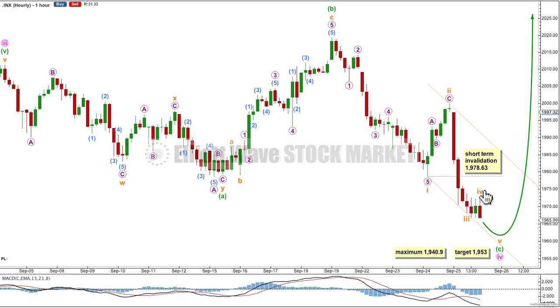At that point also, subsequent movement above 1978.63 would provide some price confirmation that minuette C is over, because at that point upwards movement could not be a fourth wave correction because 4 should not move into 1. When the fourth wave correction is over, I'll be expecting a resumption of the upward trend.